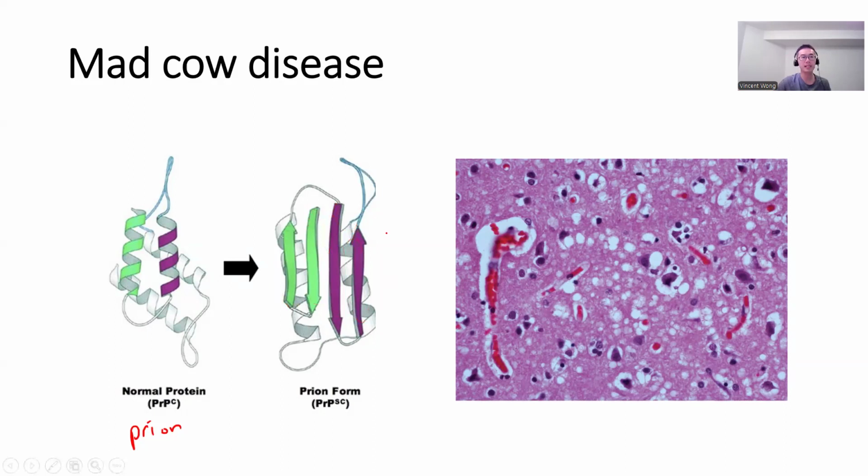And what happens is, this is a little bit strange, but once you have a misfolded protein, the misfolded protein will go and find a normal protein, and then it will cause it to become misfolded as well. So now you have two misfolded proteins, and they will go find more normal protein and change them as well.